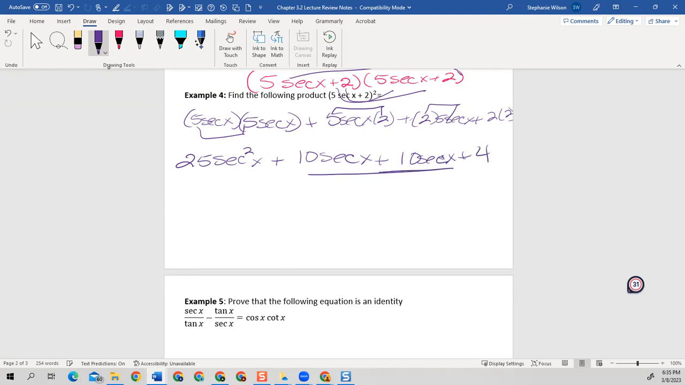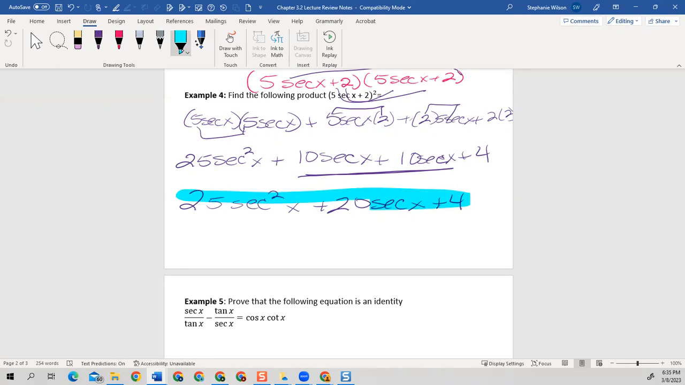Now I have these two in the middle that can be put together. So I have 25 secant squared x, 10 plus 10 is 20 secant x plus 4. And that is it. That's simplifying it. That is finding the product of that. And that's our answer. Any questions? Can you wait a second? Sure. And if you use a shortcut, you'll come out with the same answer too.